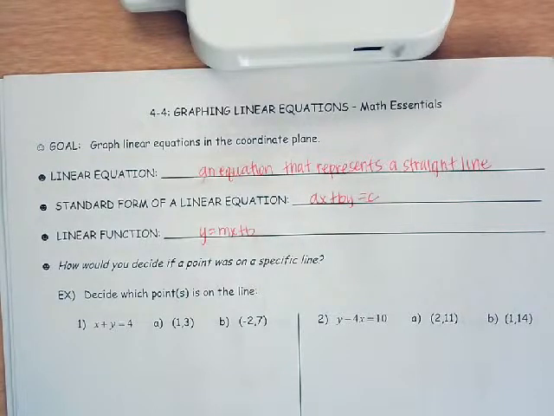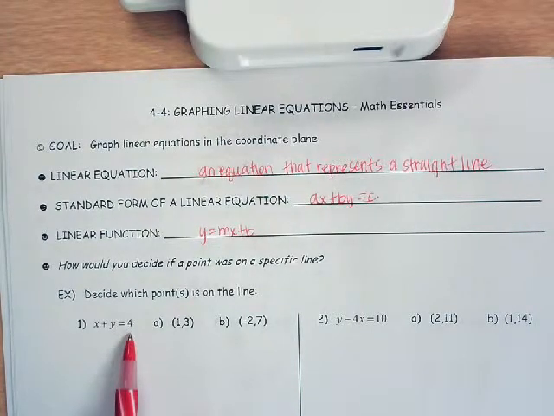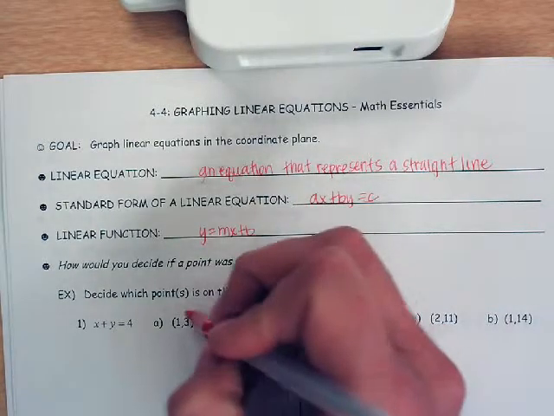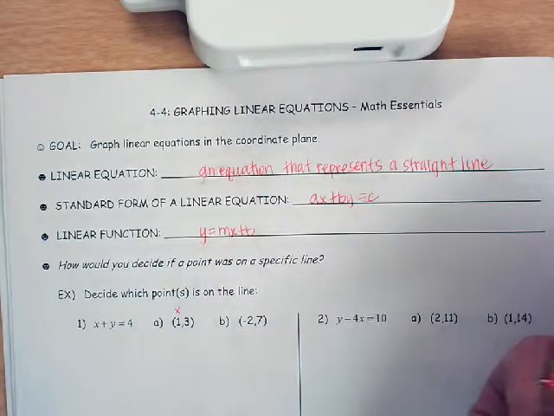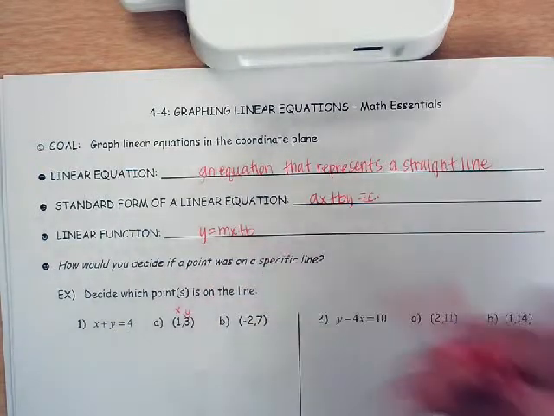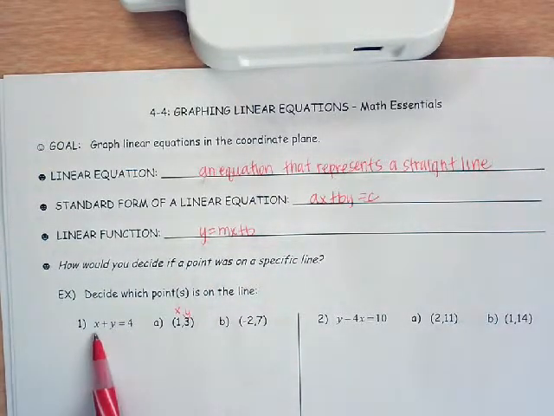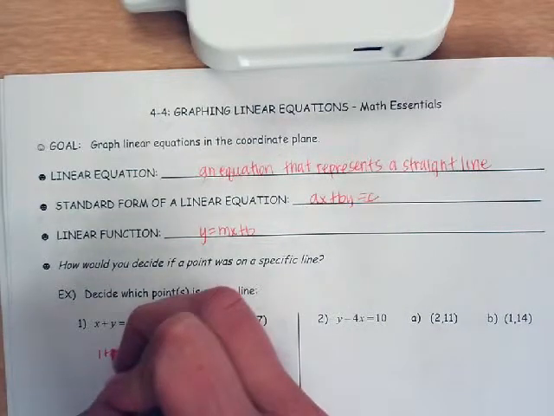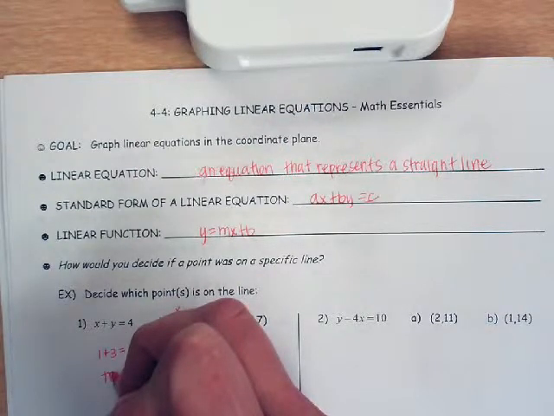How would you decide if a point was on a specific line? Well, if it's on this line, it has to make this equation true. So if I look at my point here, my X is 1 and my Y is 3. So if I put 1 in for X and 3 in for Y, I get 1 plus 3 equals 4. If that's true, then that point right there will lie on this line.